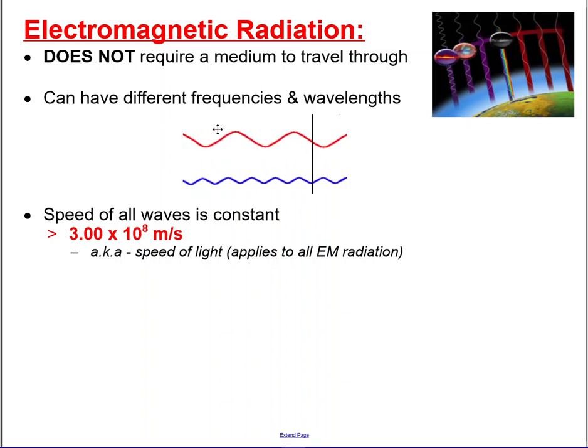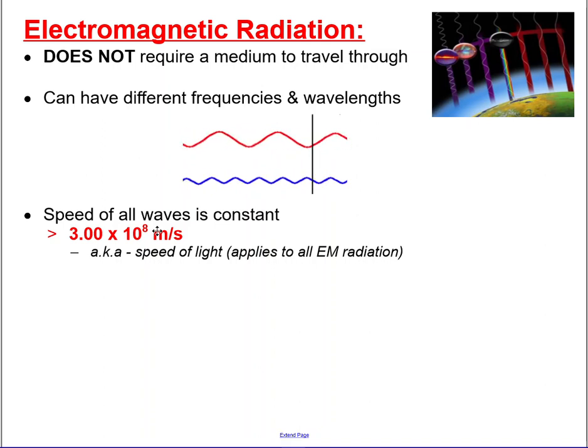A similarity is that they still have frequencies and wavelengths. So here you can see two different waves. This one has a different wavelength than this one. It has a different frequency as well. Another difference is that all electromagnetic waves in a vacuum have the same speed, and that speed is 3.00 times 10 to the 8th meters per second. It is literally the fastest thing in the universe. It is the speed limit of the universe. Nothing that we understand can go faster than that speed, 3.0 times 10 to the 8th meters per second, or the speed of an electromagnetic wave.